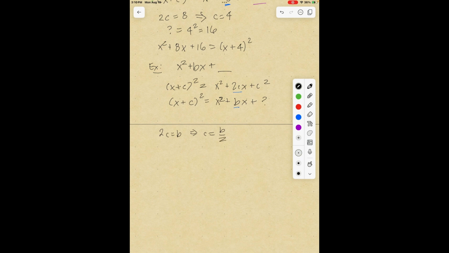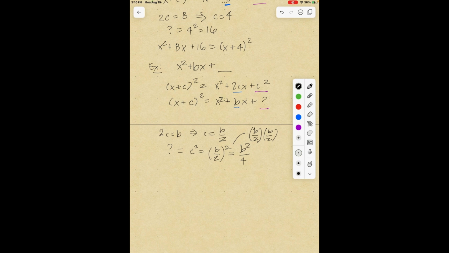And now we know what the question mark is. The question mark is c squared, right? Just like before, c squared, and c is b over 2, and when you square that, you get b squared over 4. And remember, I'm skipping a step here. This is b over 2 times b over 2, and then you multiply the numerators and denominators, so it's b squared over 4. Okay, so c squared is b squared over 4, and so that's the question mark.